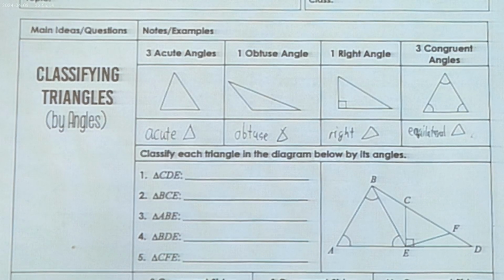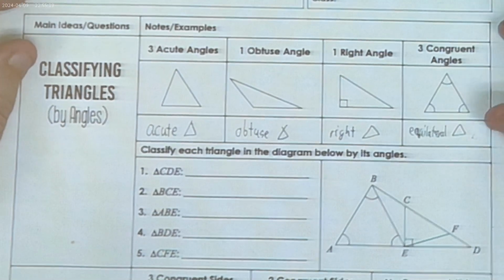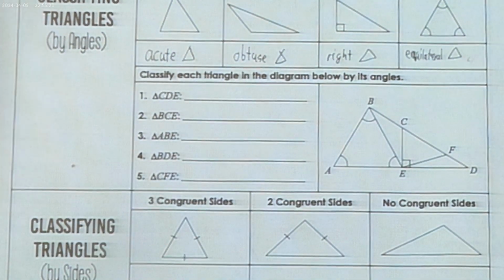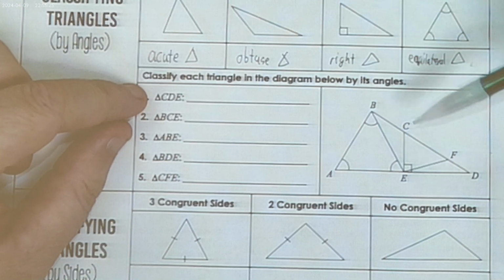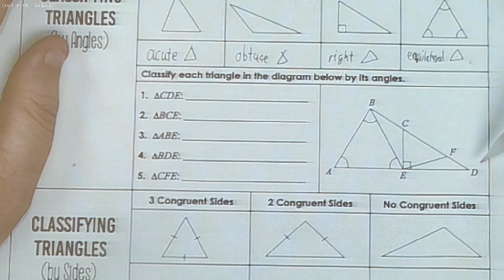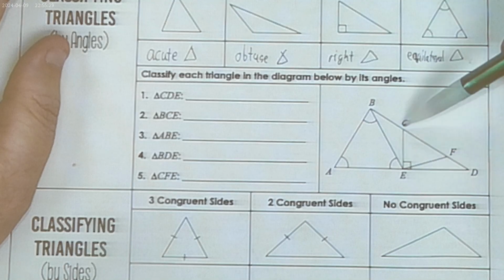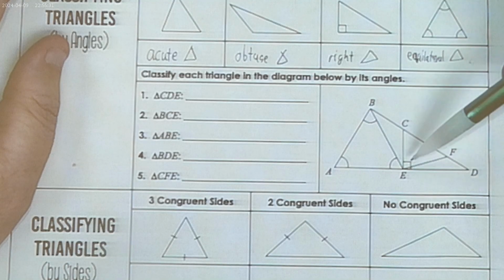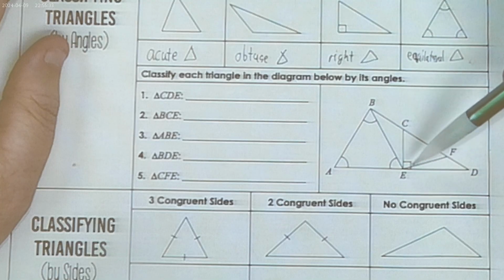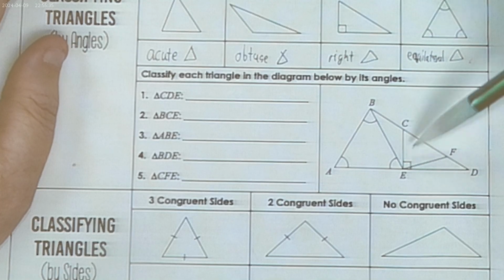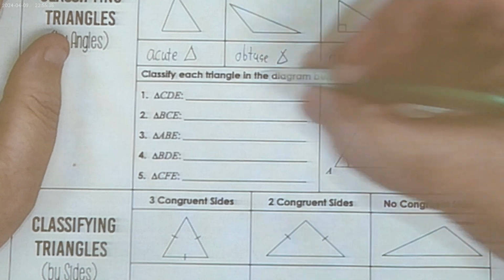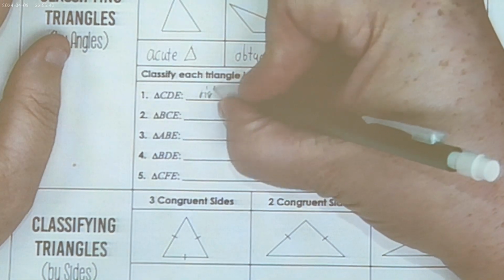And we're classifying them based on their angles. So let's take a look, classifying each of the triangles below by their angles. Starting out with CDE. So I've got C, then D, then E. This looks like it's going to be a right triangle because from C to E, I've got that box right there with a perpendicular angle. So that tells me it is a right triangle.